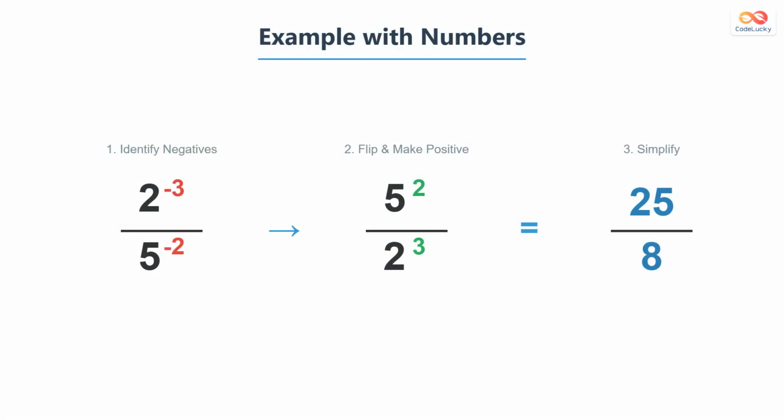Let's try this with numbers. We have 2 to the power of negative 3 over 5 to the power of negative 2. We swap them. 5 squared goes up, 2 cubed goes down. Finally, we simplify to get 25 over 8.